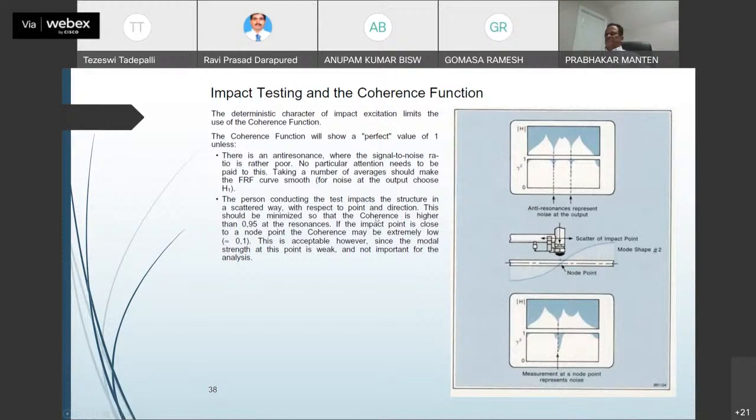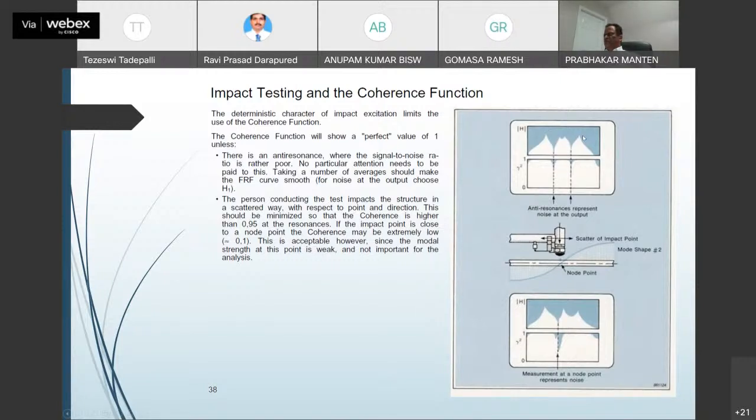The person conducting the test should impact the structure in a scattered way with respect to point and direction. It should be as close to perfectly perpendicular to the hitting surface as possible, not at an angle. This should be minimized so that the coherence is higher than 0.95 at the resonant peak. You should check at the resonant peak.